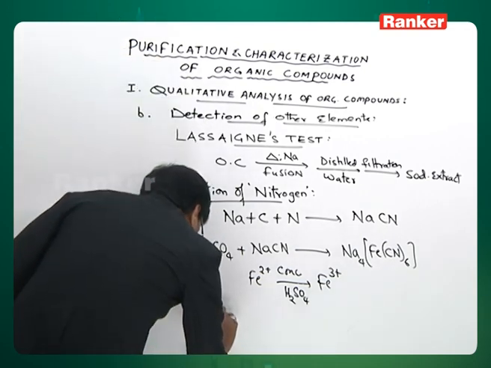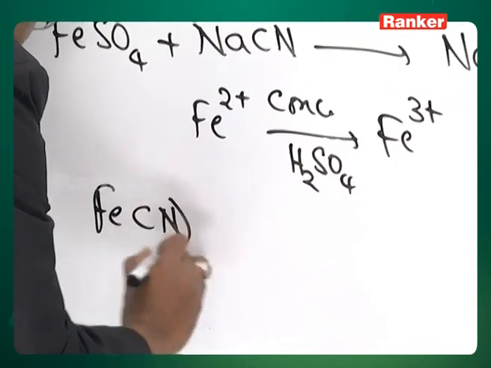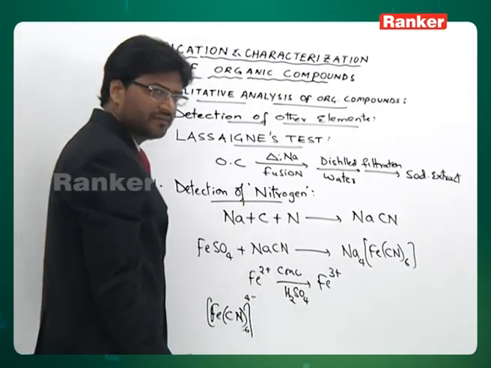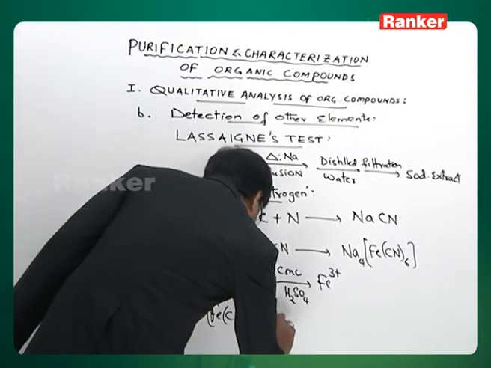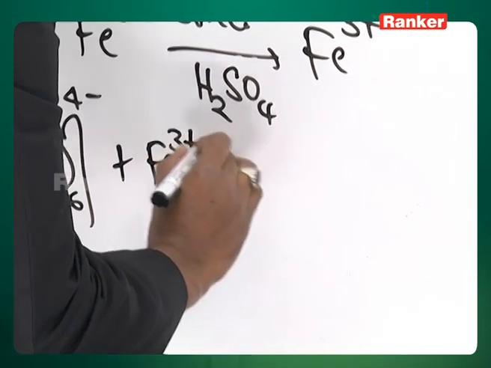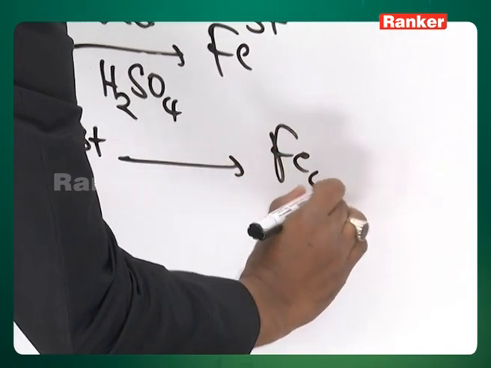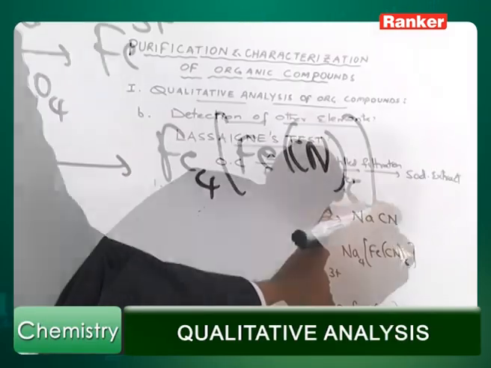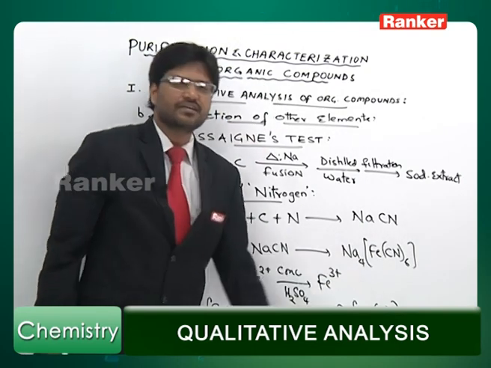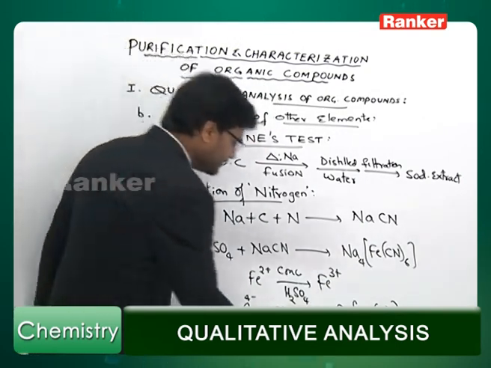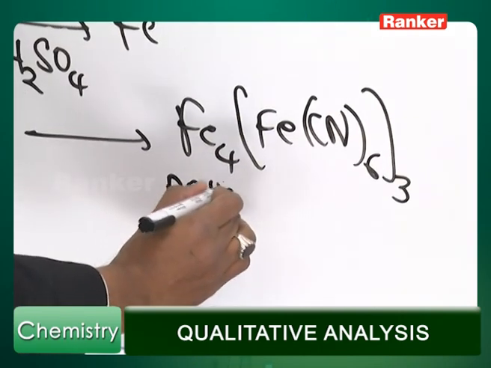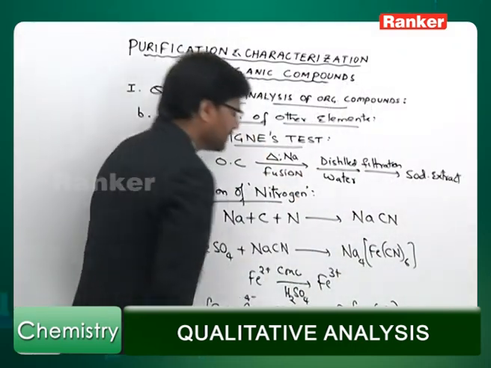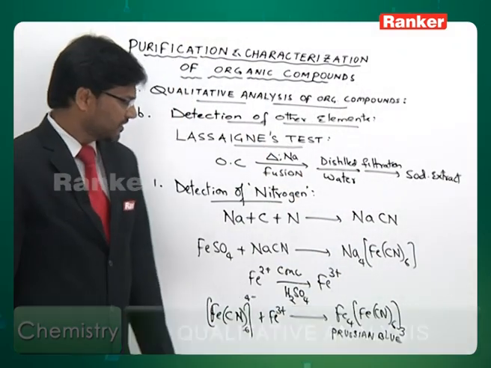Look at this: [Fe(CN)6]4- plus Fe3+, and you get Fe4[Fe(CN)6]3, taken thrice. This substance is colored, it is Prussian blue. The complex is ferric ferrocyanide, and Prussian blue coloration is obtained.